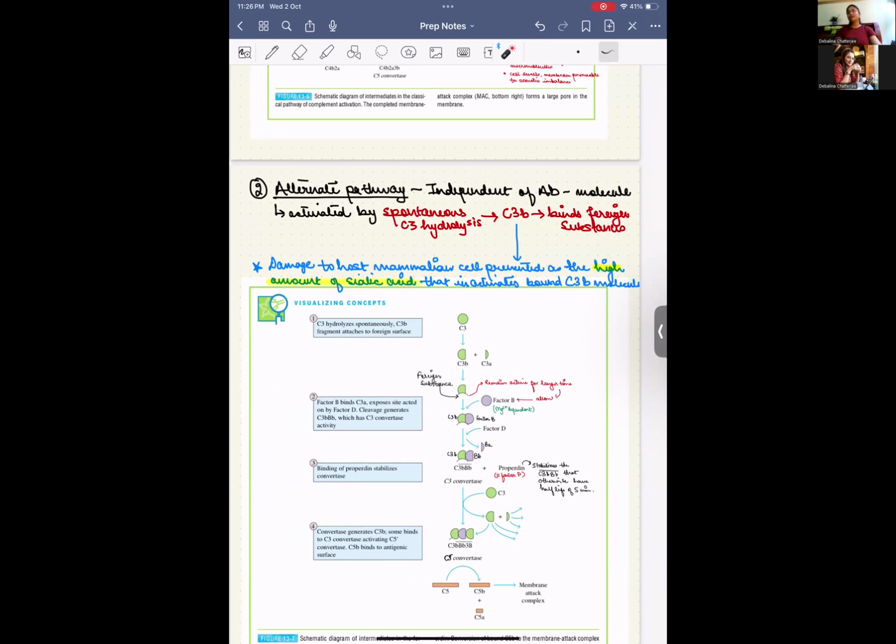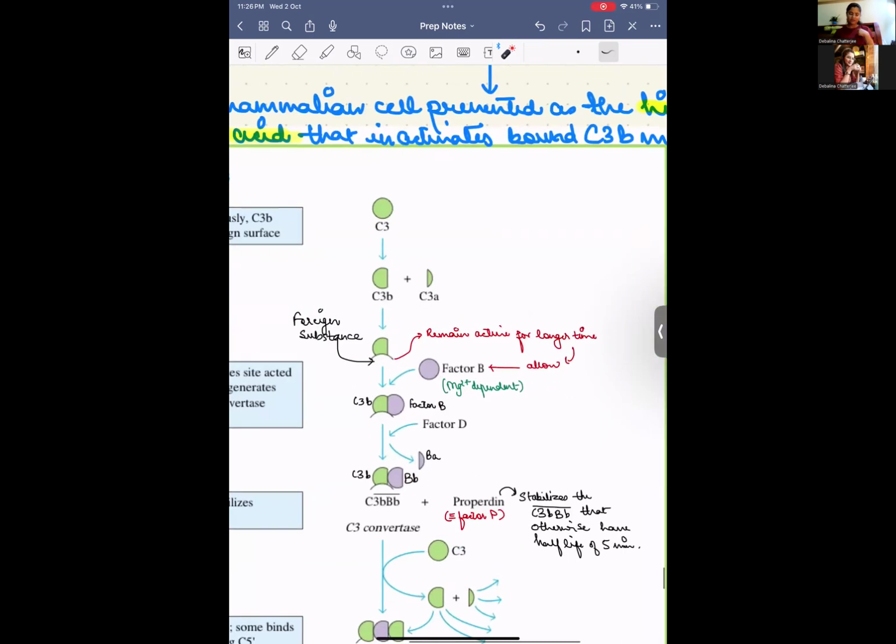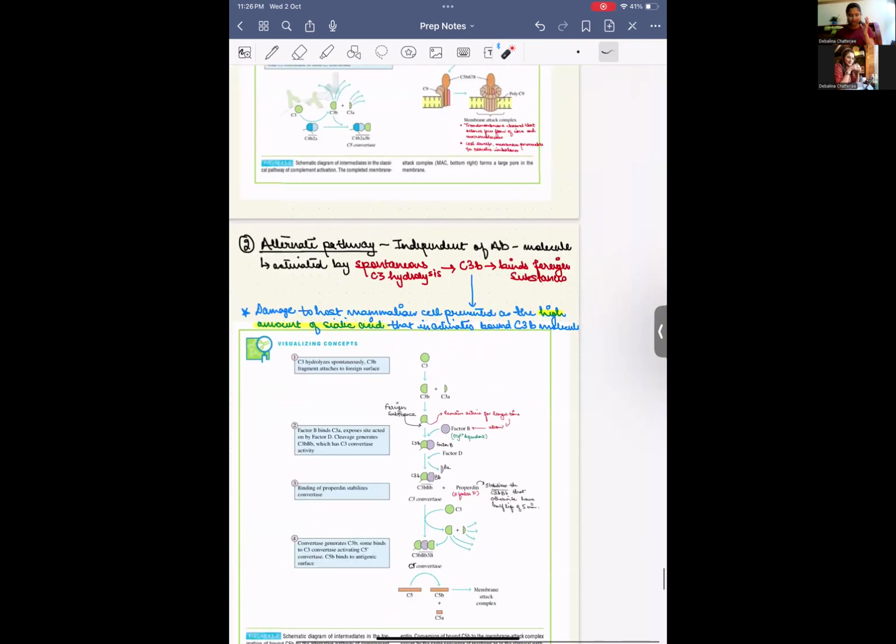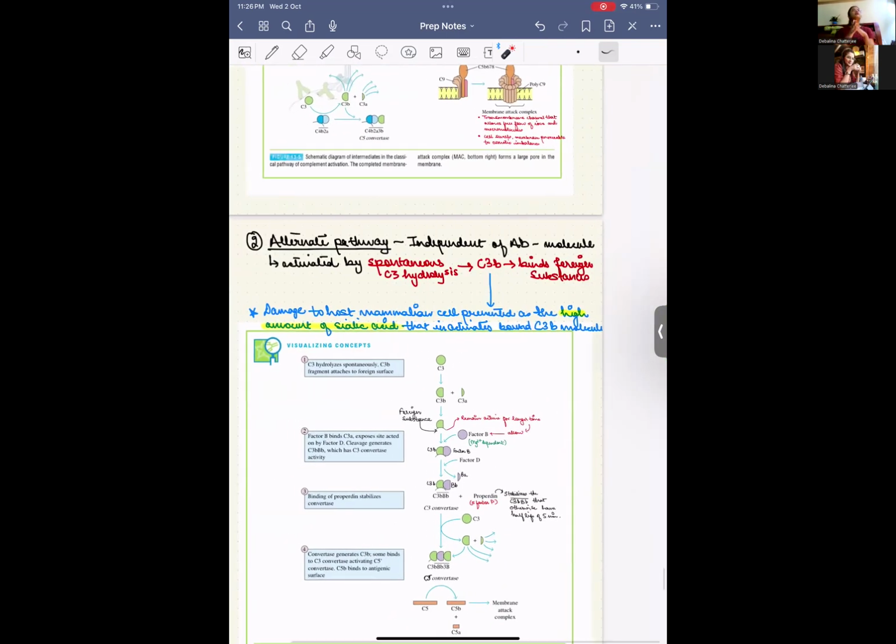Now, since the pathogens and some lower phyla animals are not going to have this high amount of sialic acid, the binding of C3b to the foreign substance is sustained for long enough for factor B to come and associate with it. And the binding of factor B to this complex is magnesium dependent. So just some information for you to further munch on.